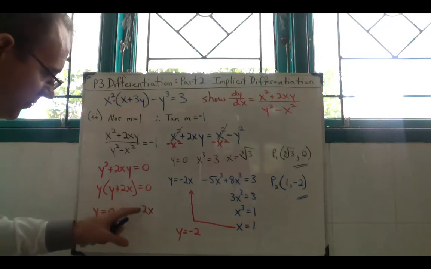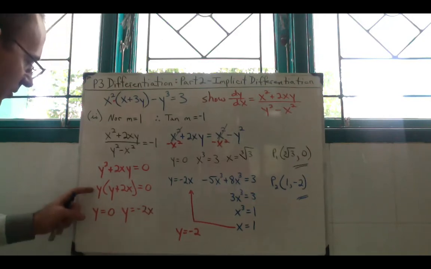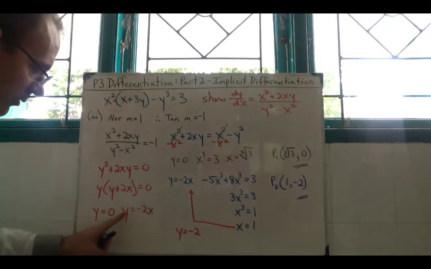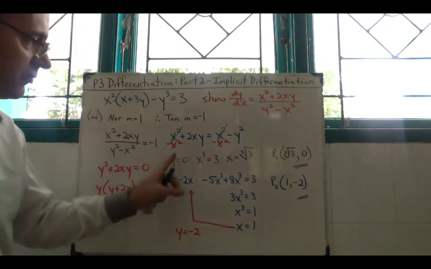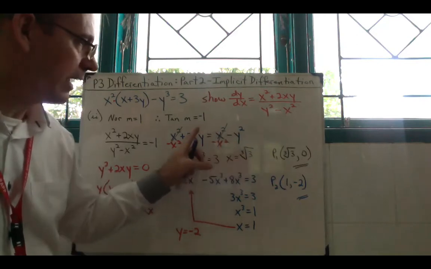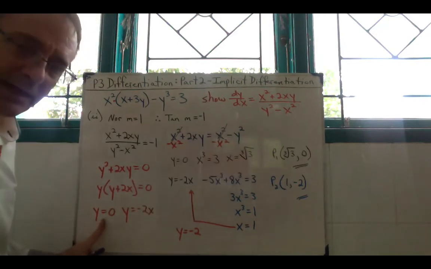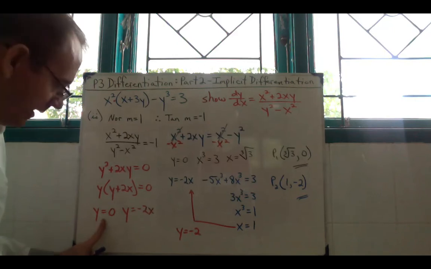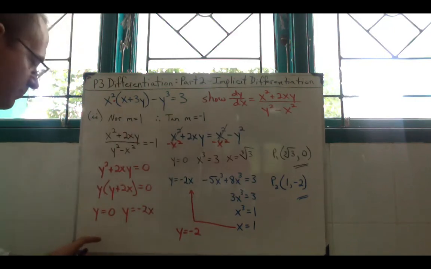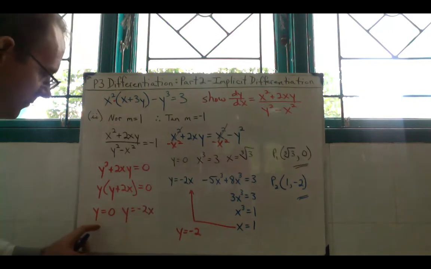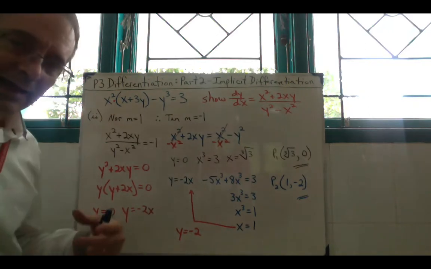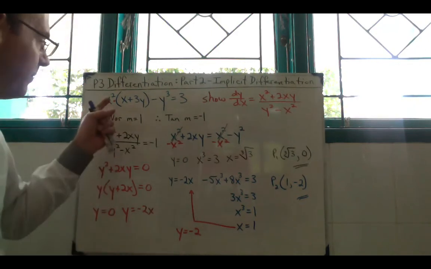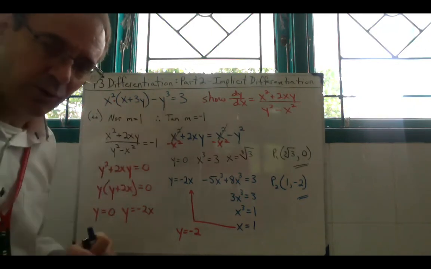We factor it out, y times y plus 2x equals 0. Set both of those factors equal to 0. You get y equals 0. And then when you subtract 2x to the other side, you get y equals -2x. So notice if you had divided by y here, you would have eliminated the y equals 0 solution. So be careful not to do that. So now we have 2 values for y. And when you're looking for coordinates, then you need to plug those values back into the original equation.